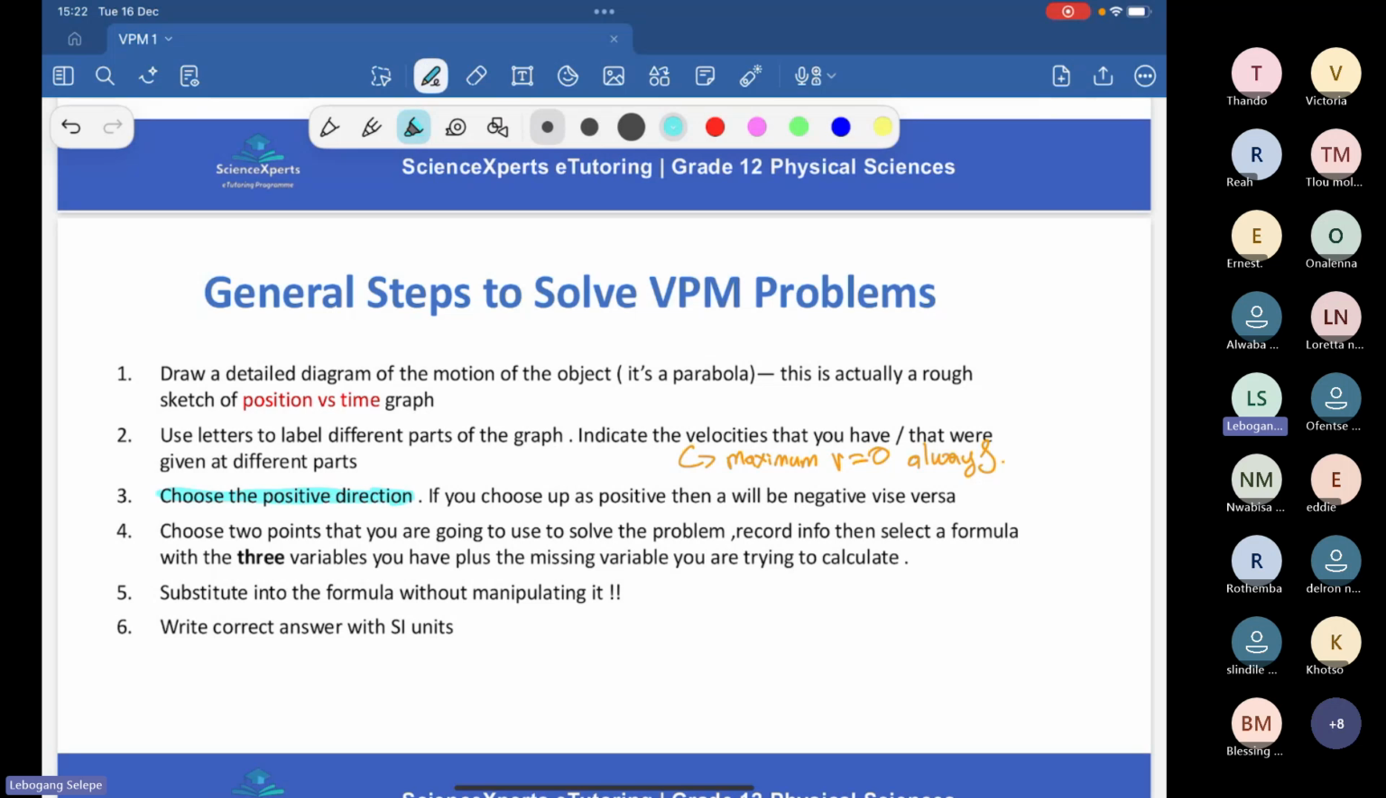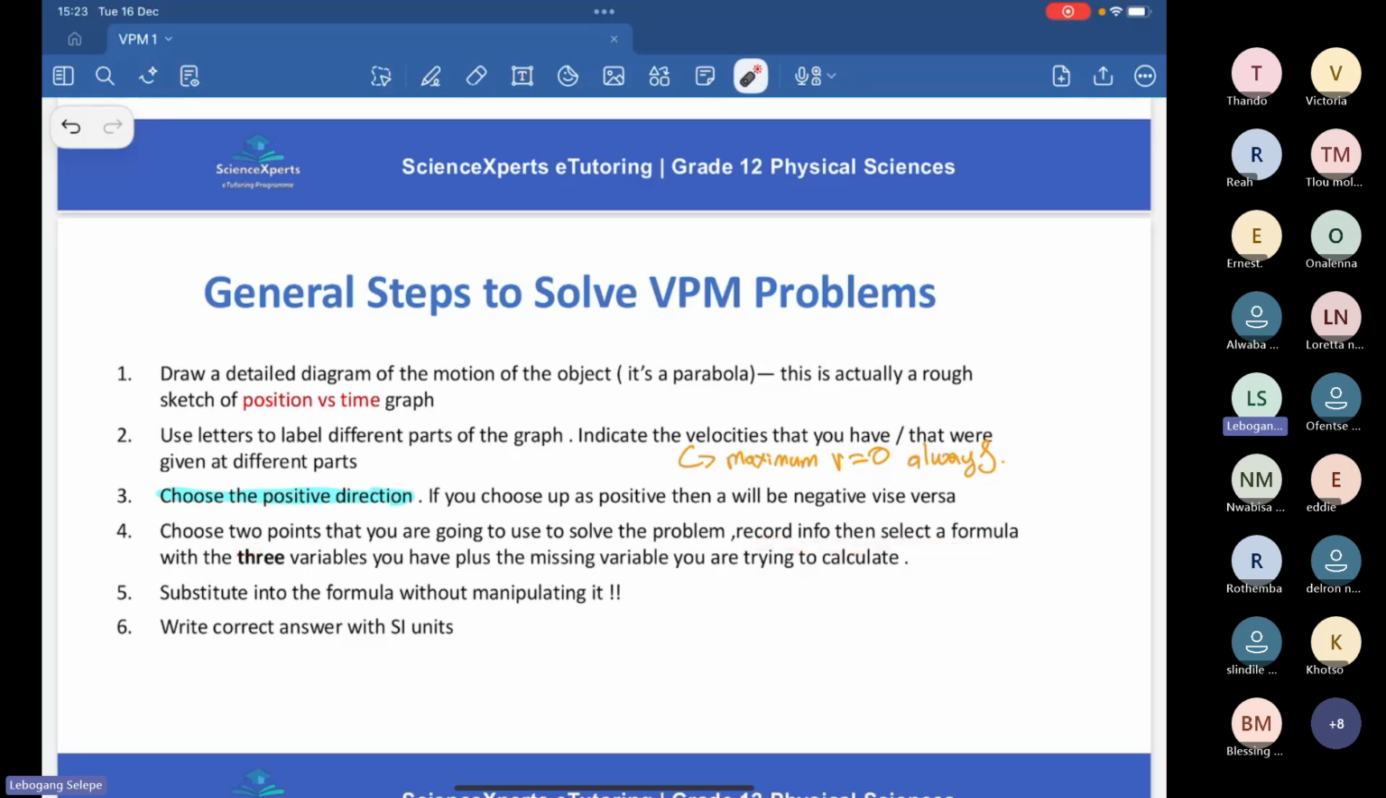all right, so now whenever you have a problem, remember, we labeled the parts of the graph A, B, C, and D, right? So you need to choose two letters that you're gonna use to solve a particular problem. And I'm gonna show you what I mean by that. Then once you've done that, you record the information that you have about the 2 points.